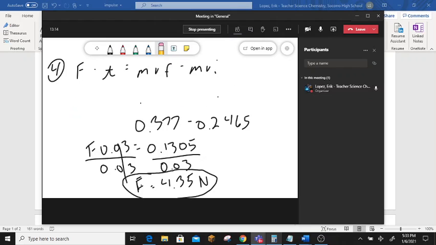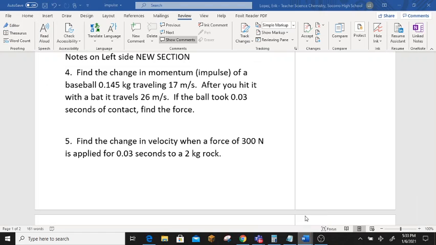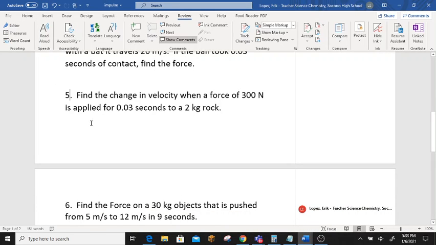I'm going to erase this here, and we're going to jump to question number 5. And it's done the same way, guys. So find the change in velocity when a force of 300 newtons is applied for 0.03 seconds to a 2-kilogram rock. Notice, if they give you just force in newtons and time, you would just multiply those two. If they give you this and a velocity, then you would use momentum, but they're giving you everything. So you're going to use that formula that sets everything up.